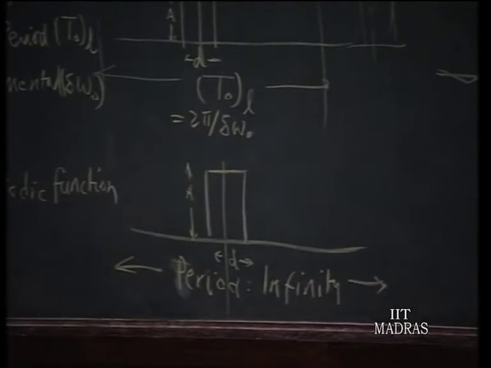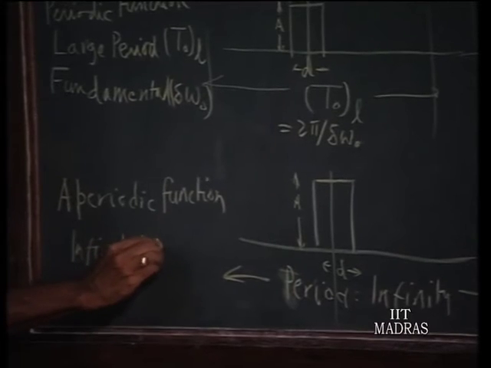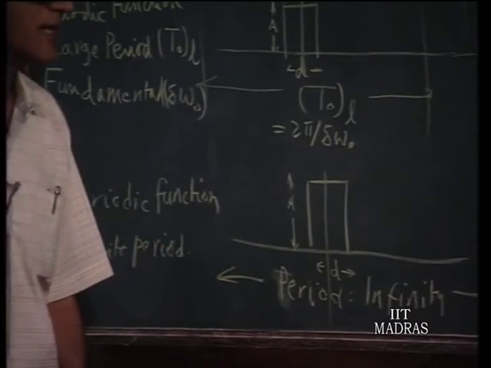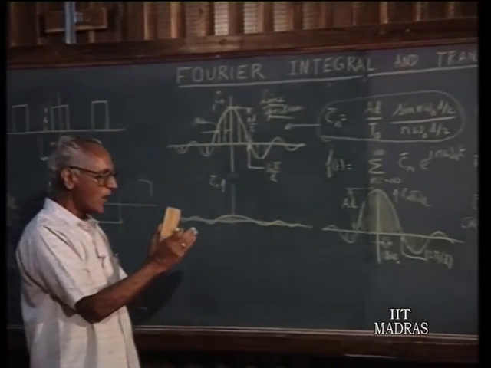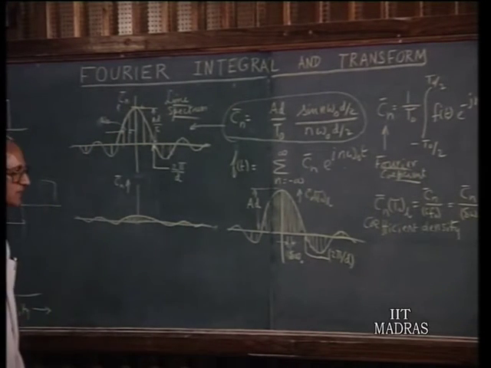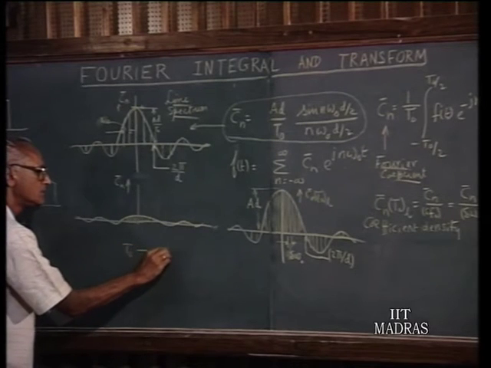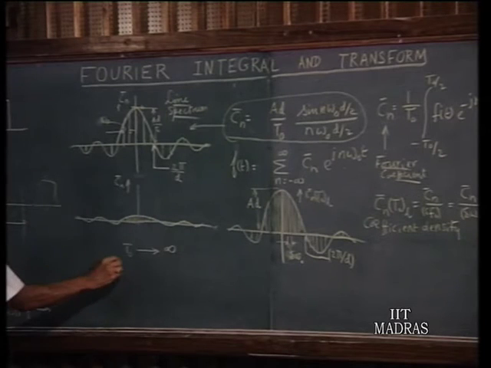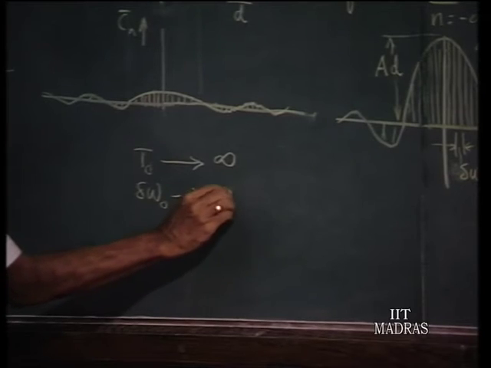So, infinite period. Imagine that we have this situation here, where now delta omega naught tends to 0. So, what is the consequence of this? T naught goes to infinity, and delta omega naught becomes smaller and smaller.